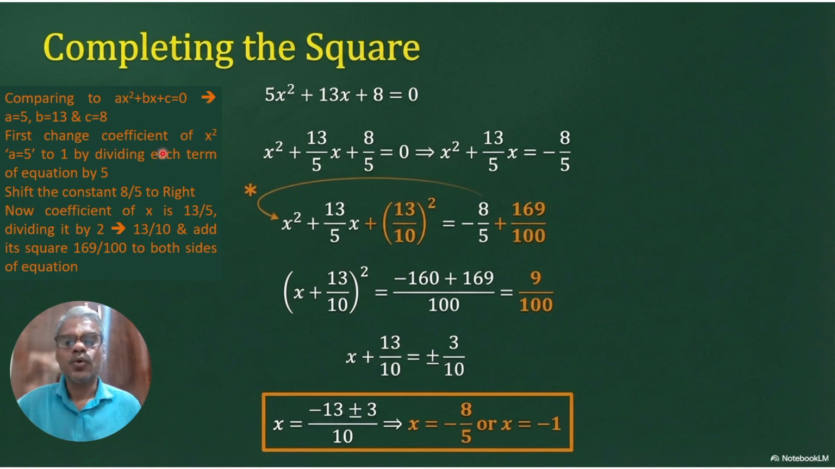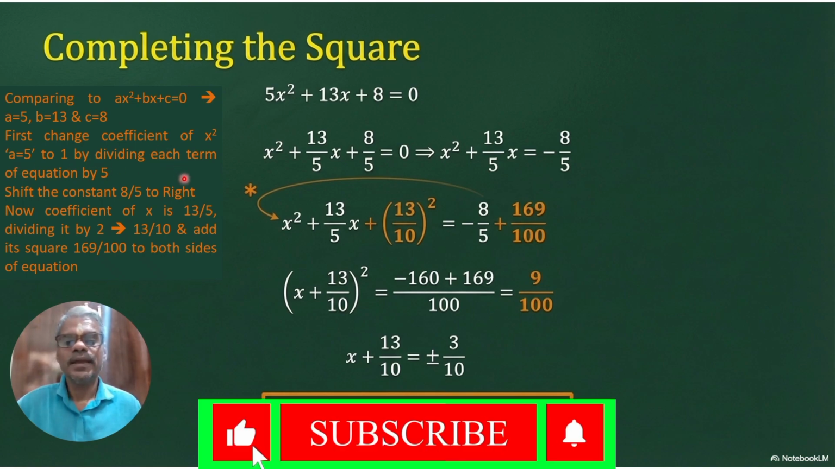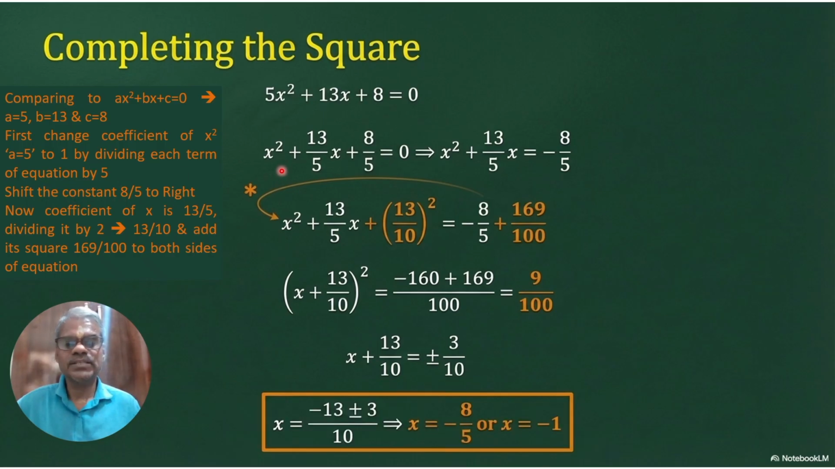First, change the coefficient of x², a = 5, to 1 by dividing each term of the equation by 5. So we get x² + (13/5)x + 8/5 = 0, which implies that x² + (13/5)x = -8/5. Why? We shift the constant term to the right of the equation in the completing the square method.